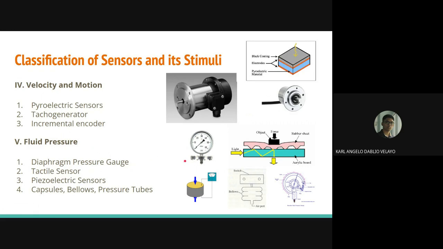So commonly used in measuring atmospheric pressure or monitoring pressure in a gas canister. So we can probably see this in tanks that are filled with gas or store gas.